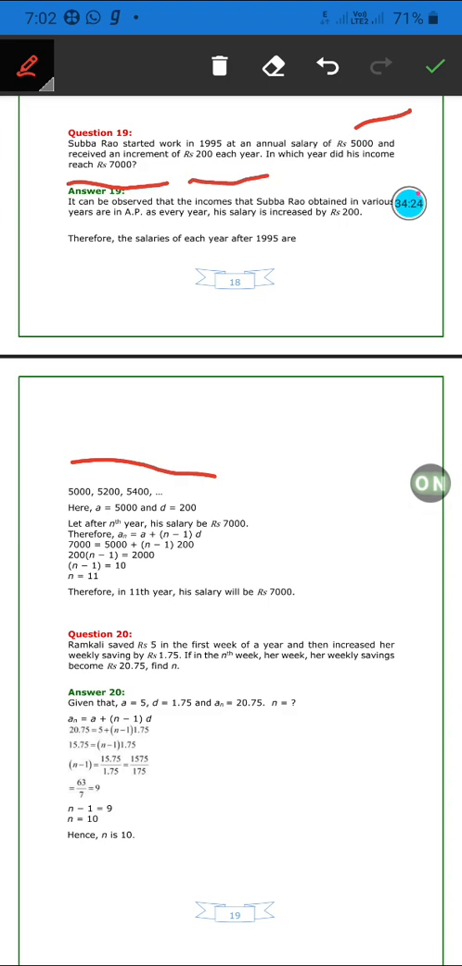So here is an AP. A value is 5000. What is the difference here? 200. So the common difference is 200. And the AN value is 7000. Put the AN, A and D values in the formula. So we get n equal to 11. So in the 11th year, the salary becomes 7000.